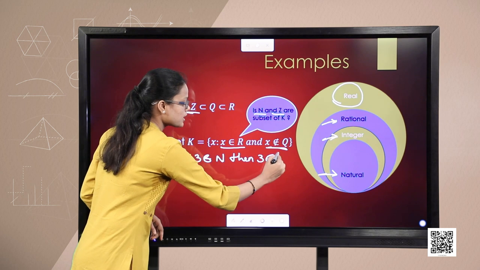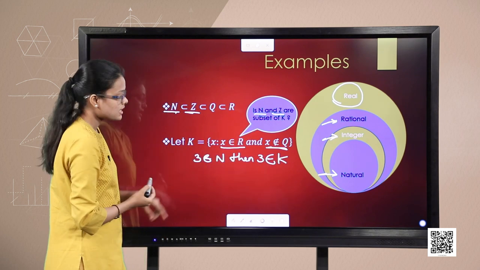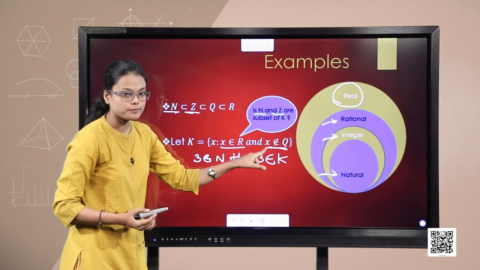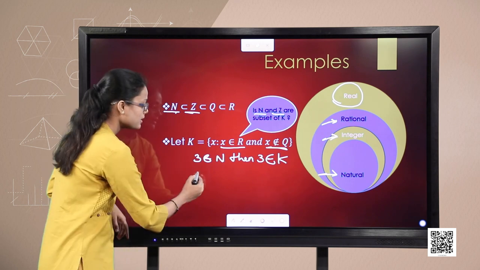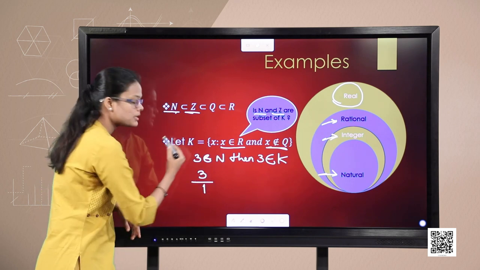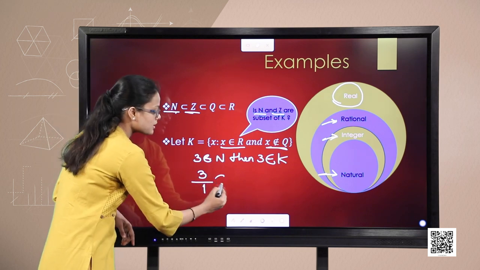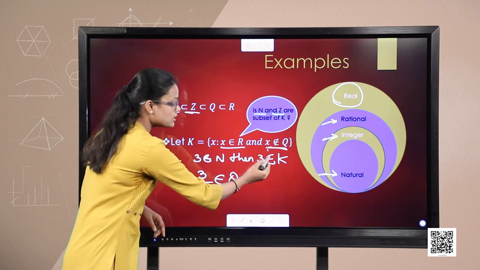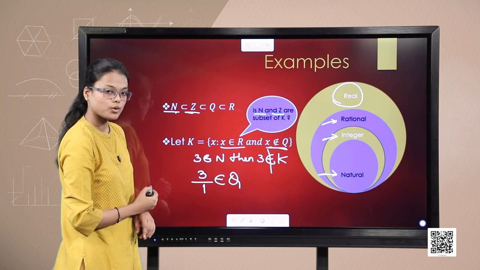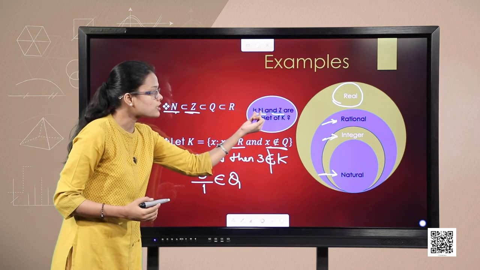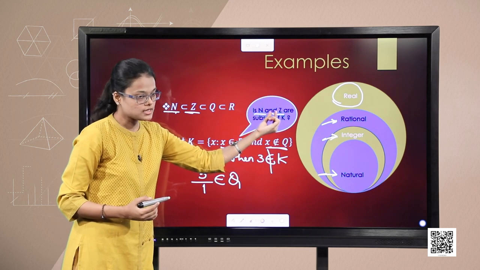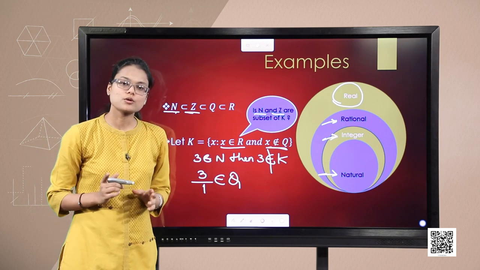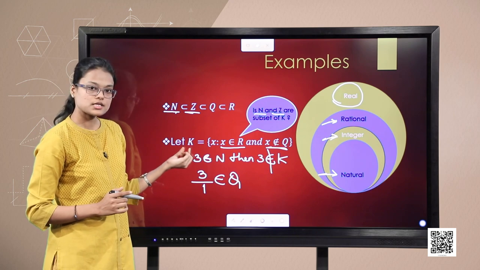3 also belongs to K, which implies 3 is a real number, but 3 is not a rational number. But we know that 3 can be written in p by q form. So, this implies it belongs to the rationals. Okay? So, this states that 3 does not belong to K. And it states that the set of naturals as well as the set of integers is not a subset of the set K. Students, observe, what is this set K representing?